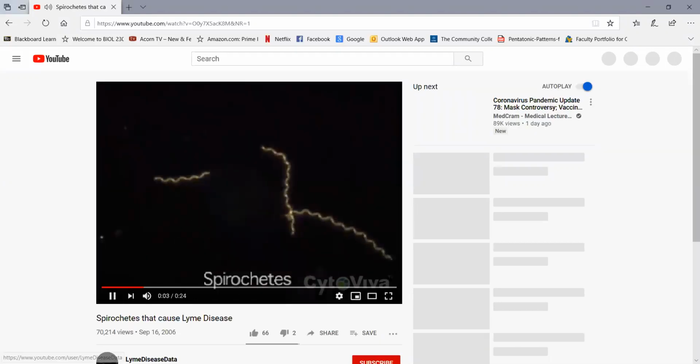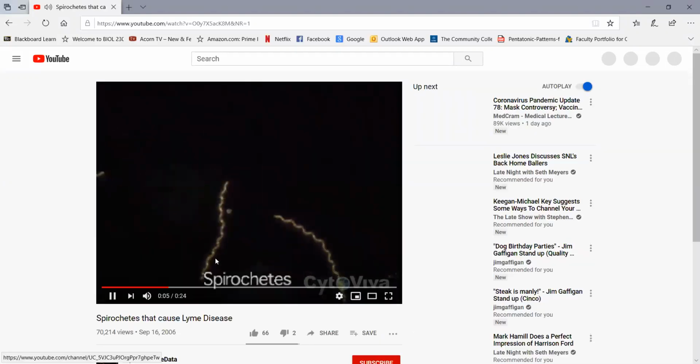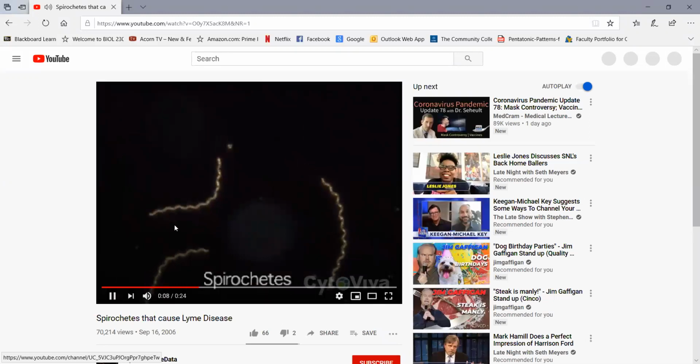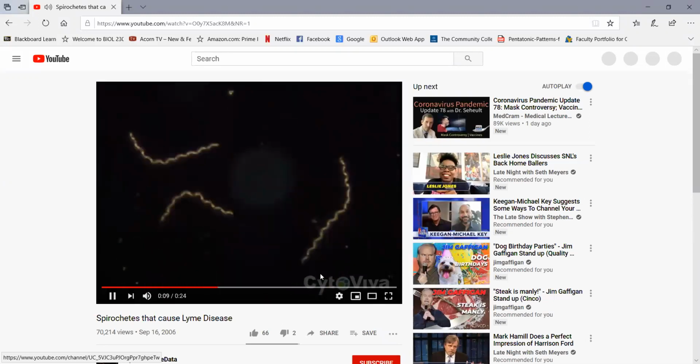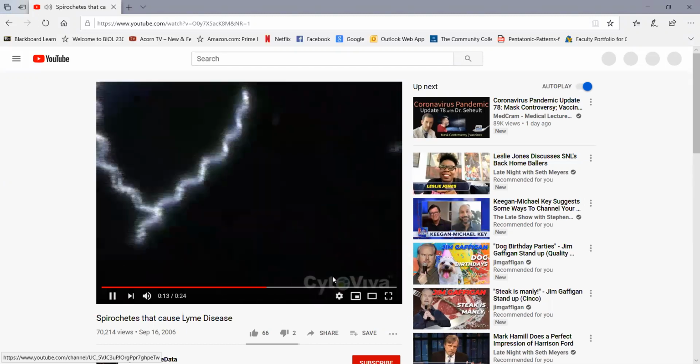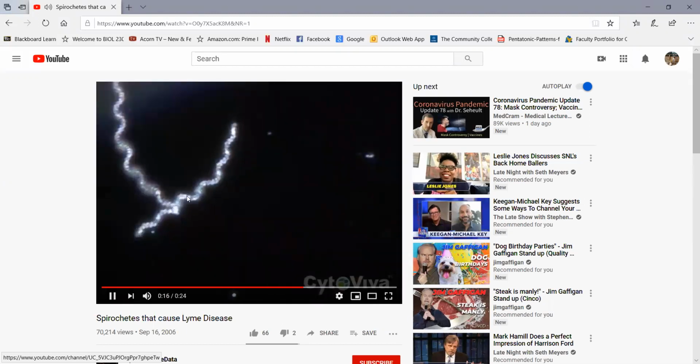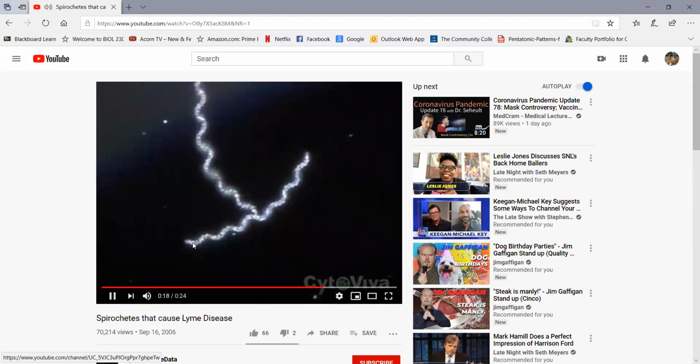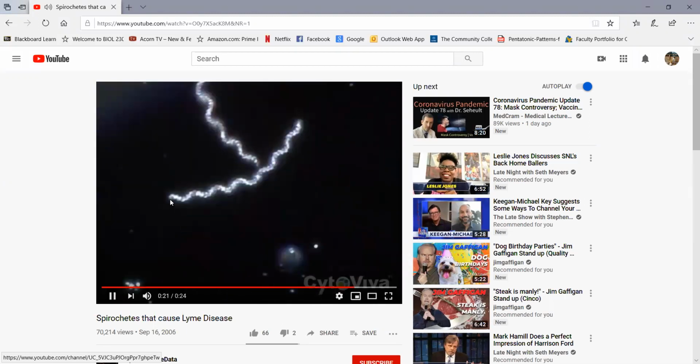And again, you can see the little corkscrewing motion of the tip of the spirochete as it translates through the medium. This is actually an ad for something called Cytoviva, which allows you to see organisms even more brightly under a dark field microscope. But again, you see the spirochetes very clearly and the little corkscrewing rotation of the tip.